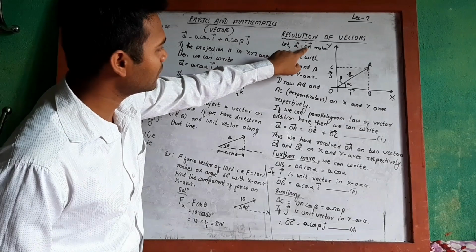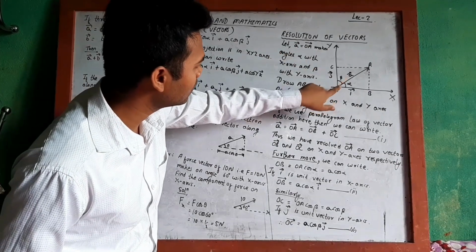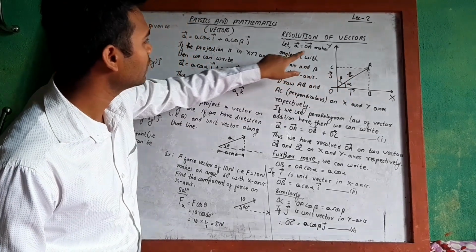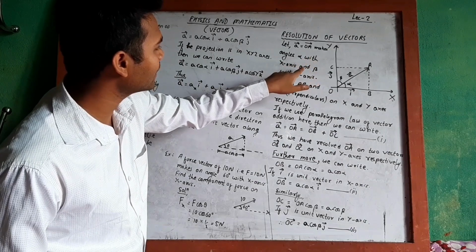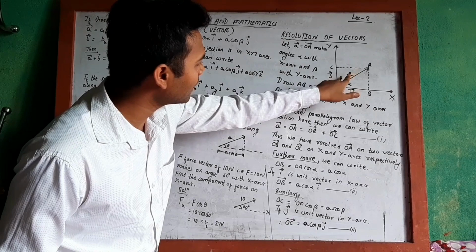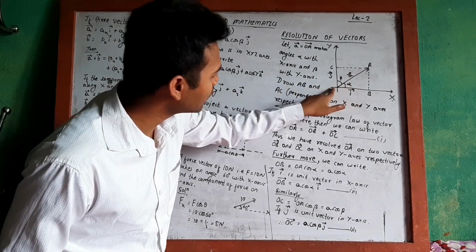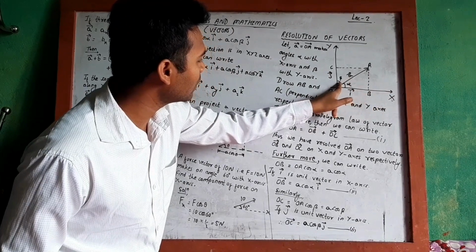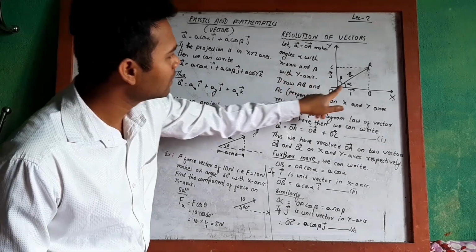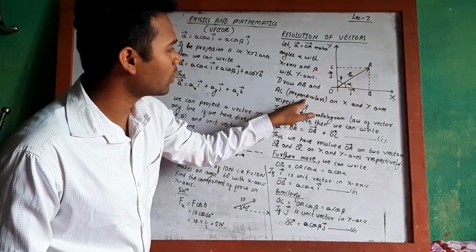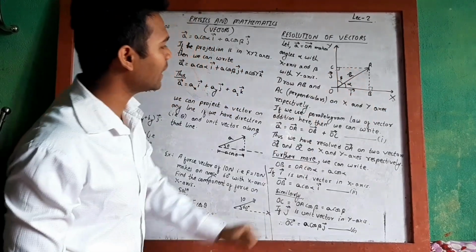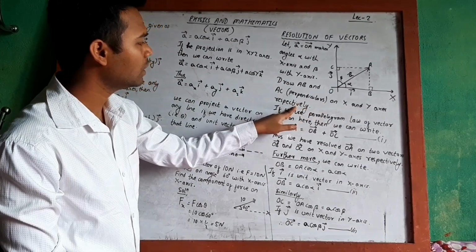Let a vector be equal to the OA vector, small a vector. It makes angle alpha with the x-axis and beta with the y-axis. That means the OA vector, or a vector, makes angle alpha with the x-axis and angle beta with the y-axis. Draw AB and AC, which are perpendiculars.